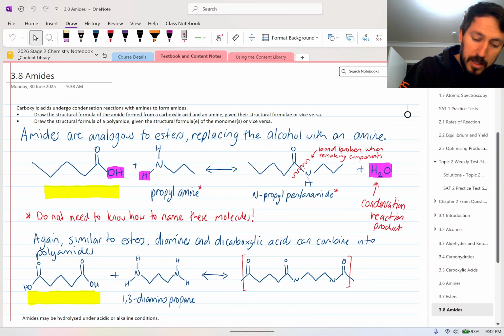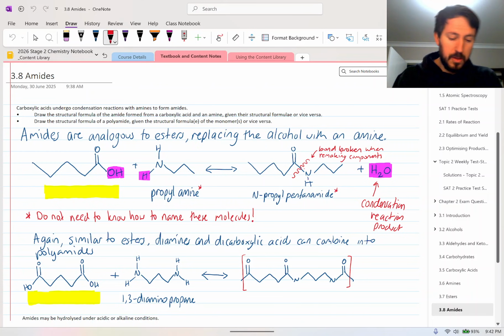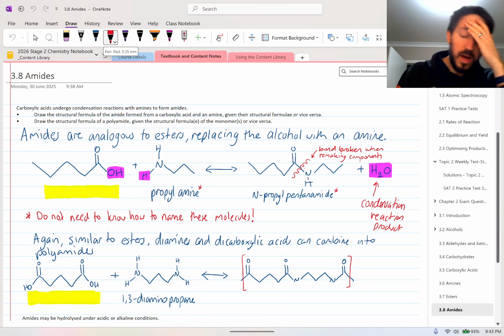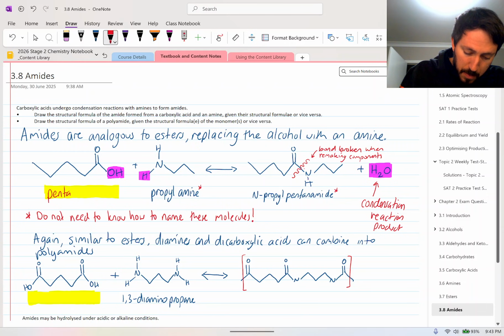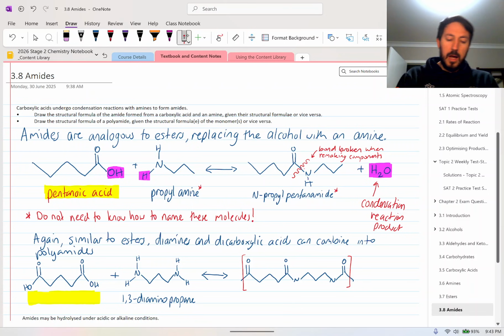Now, what I'm going to do here is I'm going to name this one here live. So just a reminder, we have 1, 2, 3, 4, 5 carbons in our carboxylic acid. So this will be pentanoic acid. Now, when we join our pentanoic acid with our propylamine, now just a quick little note here, you do not need to be able to name these amines, just a reminder from subtopic 3.6. But I'm giving you the name here. It's an amine and it's got a propyl group, 1, 2, 3 carbons sticking off of it, so propylamine.